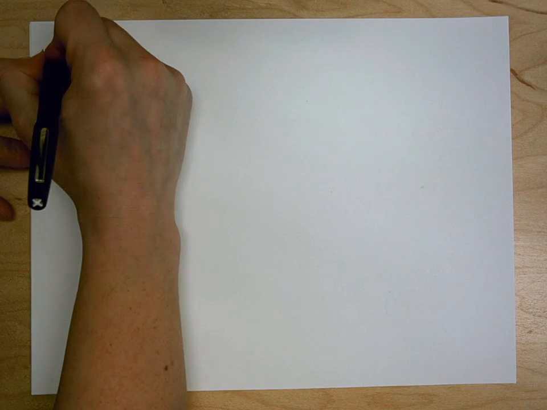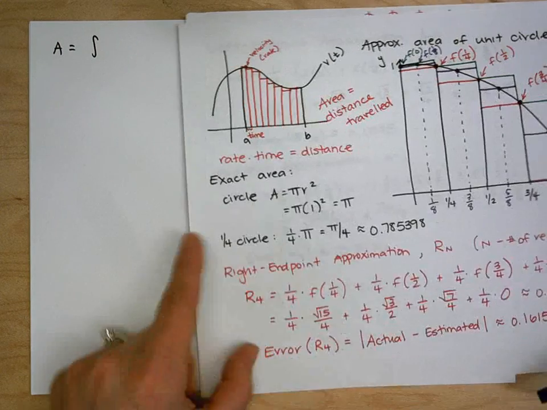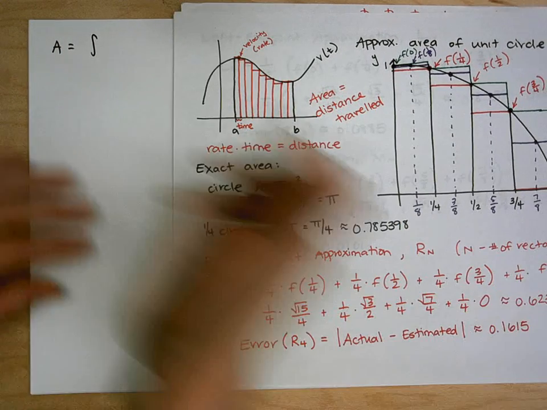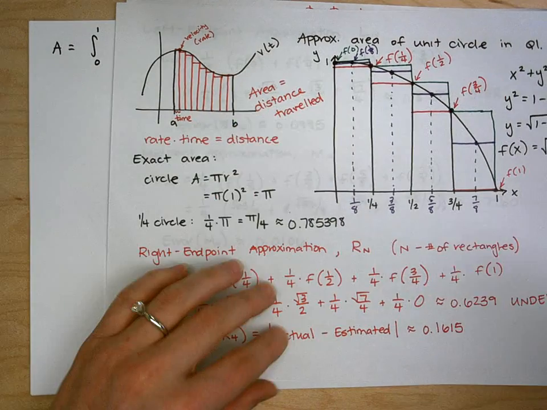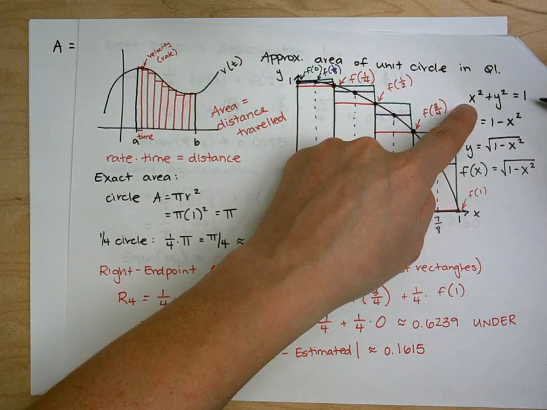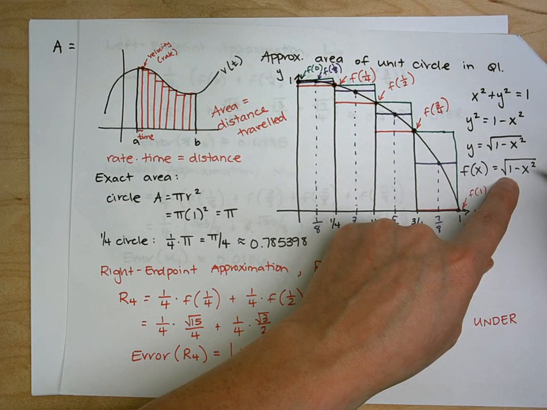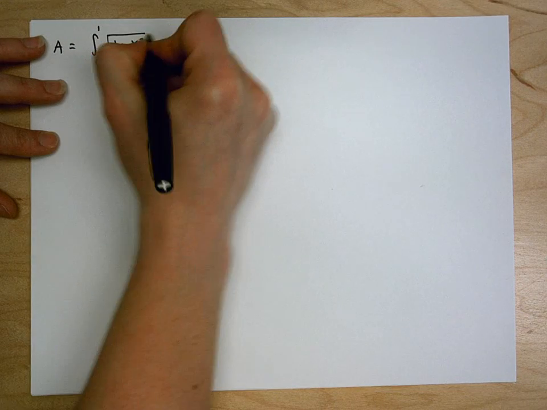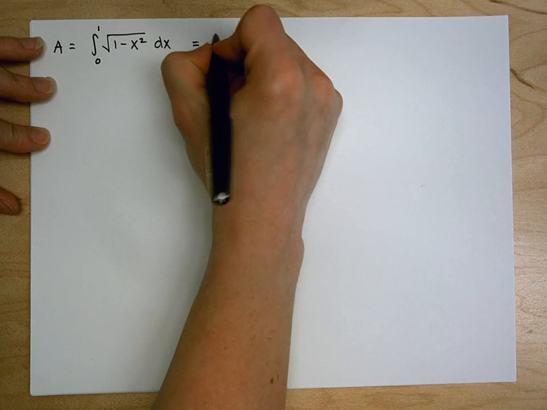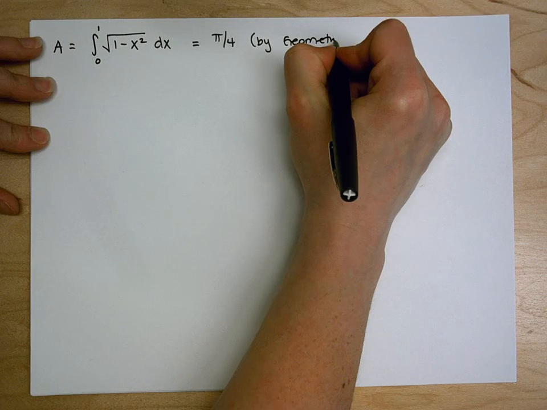Now if I were to write that out in the new notation that we didn't know when we first did this, the area would be the integral from 0 to 1 underneath our curve. Remember that the unit circle is x squared plus y squared equals 1, based on the Pythagorean theorem. So we can solve for that in the first quadrant. It's the square root of 1 minus x squared. Again, we know this equals pi over 4 based on geometry.